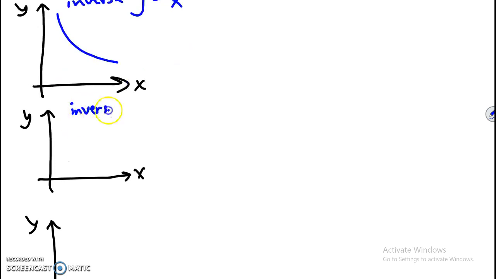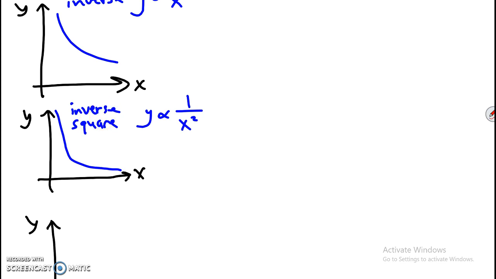Inverse square. That's when y is proportional to the inverse of x squared. And the graph is similar to inverse, just kind of hugs the axes a bit tighter. So maybe we could exaggerate and do it more like this.